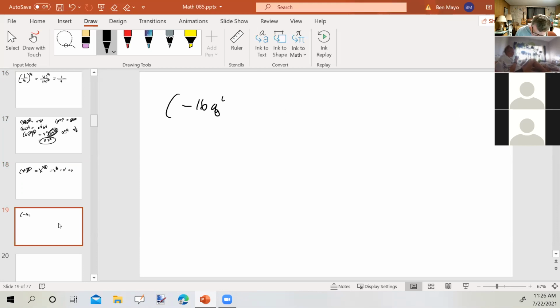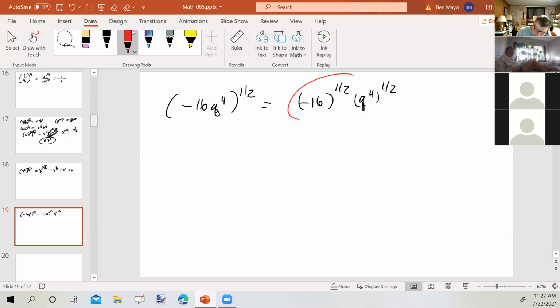How about this one? -16 q to the 4th, all to the 1/2 power. So this would be -16 to the 1/2 power, q to the 4th to the 1/2 power. Well, we've got a problem right there. We can't take an even root of a negative number. So raising it to an even denominator, because that's saying take the square root of it. So this is not real. It doesn't matter what this is. If any part of it's not real, the whole thing is not real. Okay.